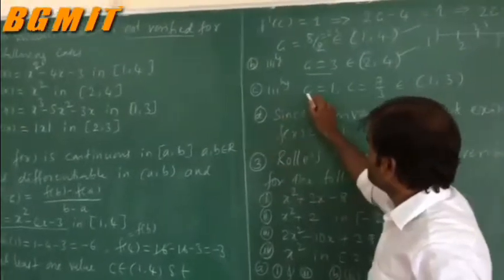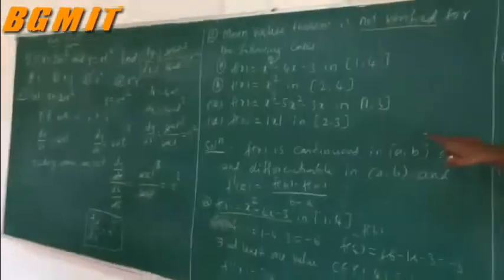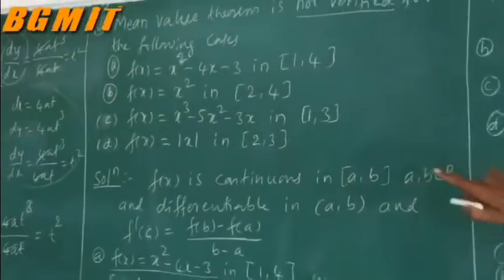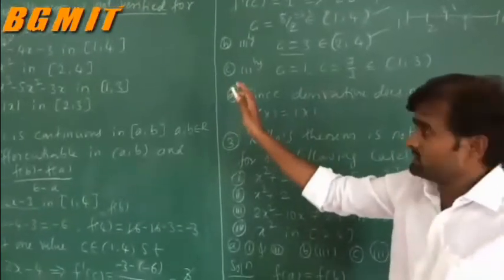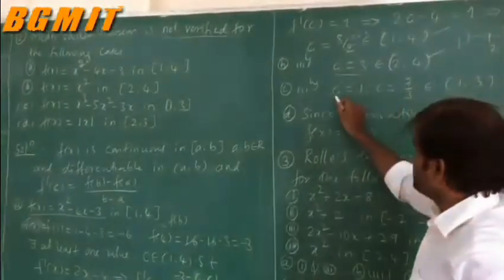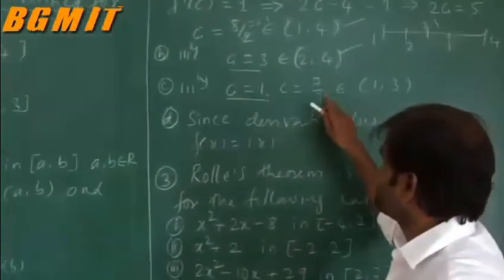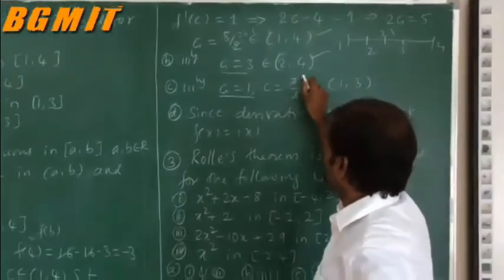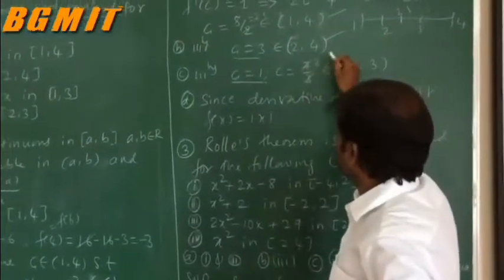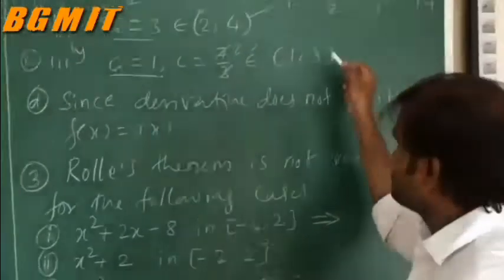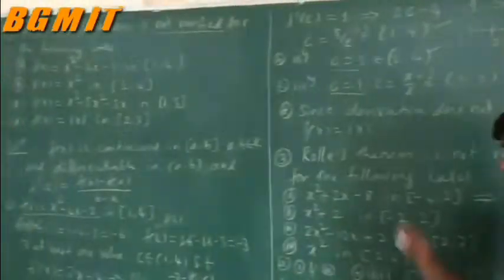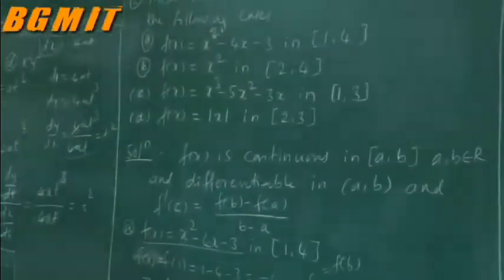Then the C option. If you follow the same procedure, that is also a differentiable function. After finding the c value, c equals 7 by 3. So 3 ones are 3, 3 twos are 6, so 7 by 3 is 2.3 something. We have 1, 2, 3, so it lies in this interval also. So c exists, and the mean value theorem holds.